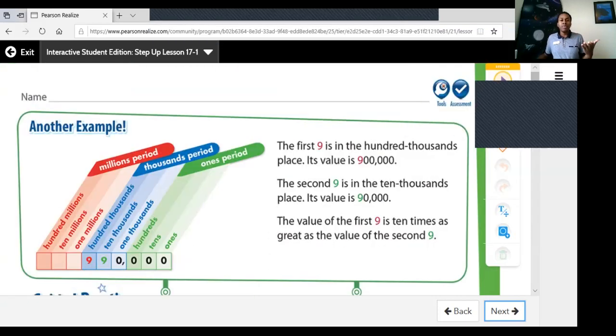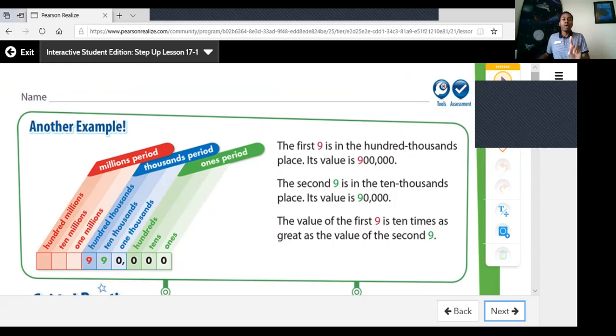All right, so here we have another example. You can see that it's introducing us to the millions period. Let's first take a look at what it's showing us. Here we have the first 9 in the hundred thousands place. Its value is 900,000. The second 9 is in the 10,000s place. Its value is 90,000. And the value of the first 9 is 10 times as great as the value of the second 9. So when we look at this, we have 990,000, okay?